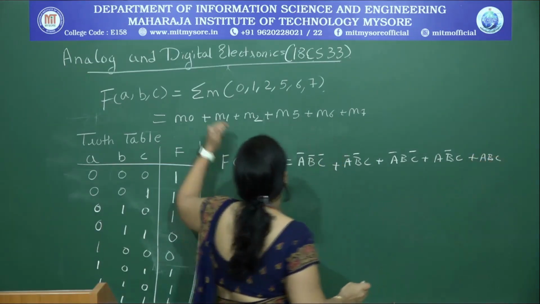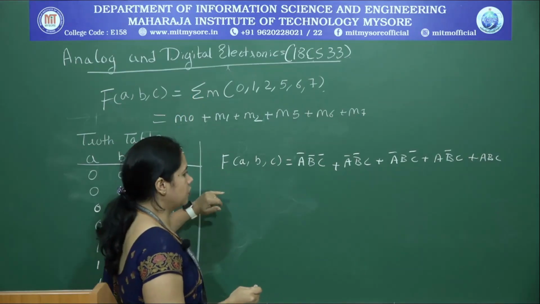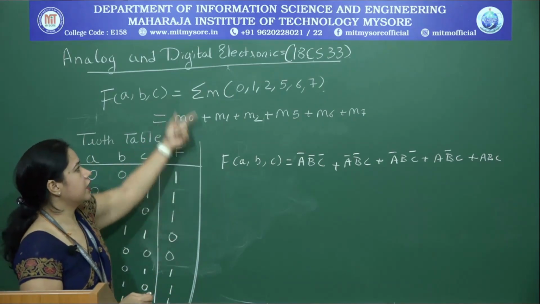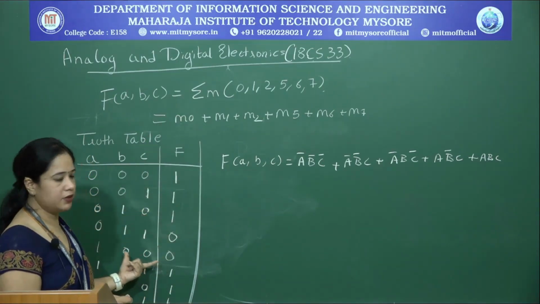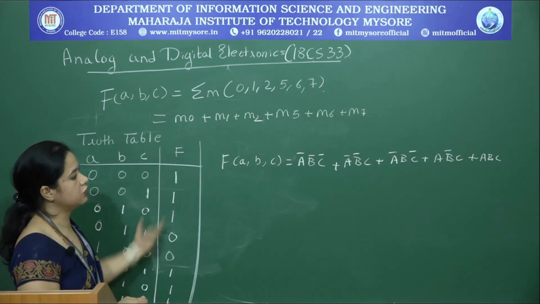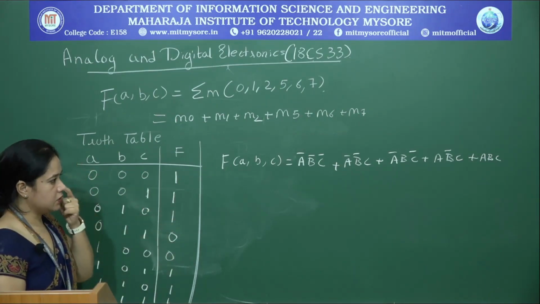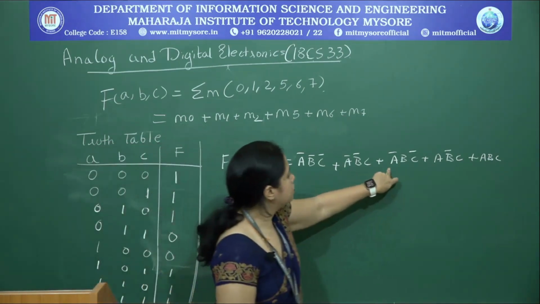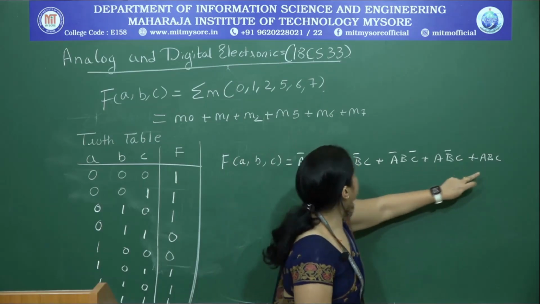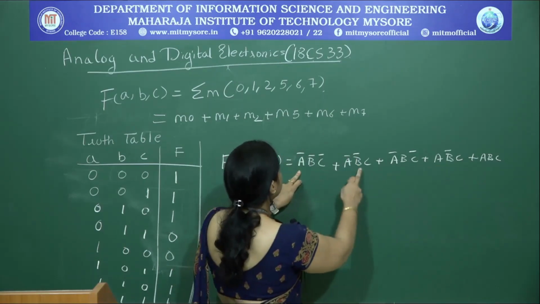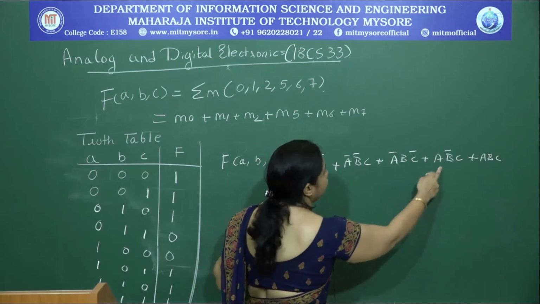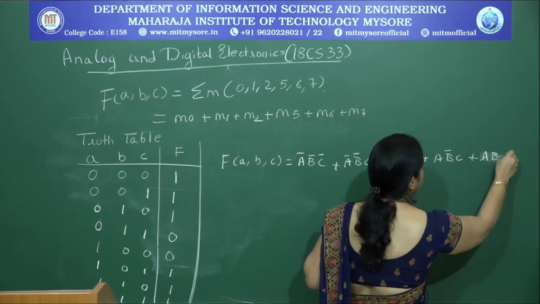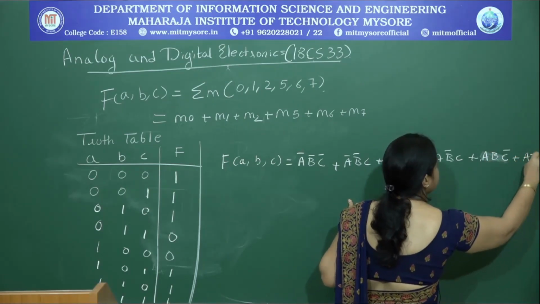If you are comfortable directly arriving from this to this, it is fine. In due course, you will get used to writing this expression directly from the given min terms. If you are not comfortable at this point, you can write the truth table, and from the truth table you can just copy it and write the expression. So, this is representing M0, M1, M2 and this is M5, M6 is missing. So, A, B, C bar and A, B, C.